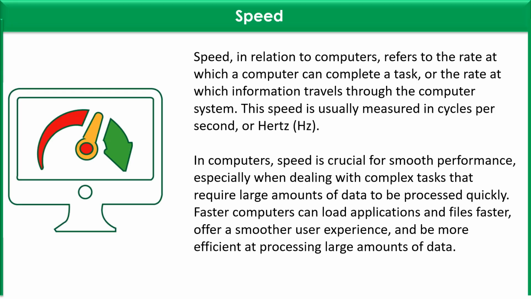For example, we have speed. Speed in relation to computer refers to the rate at which computer can complete a task, or rate at which information travels through the computer system. This speed is usually measured in cycles per second or hertz, Hz.